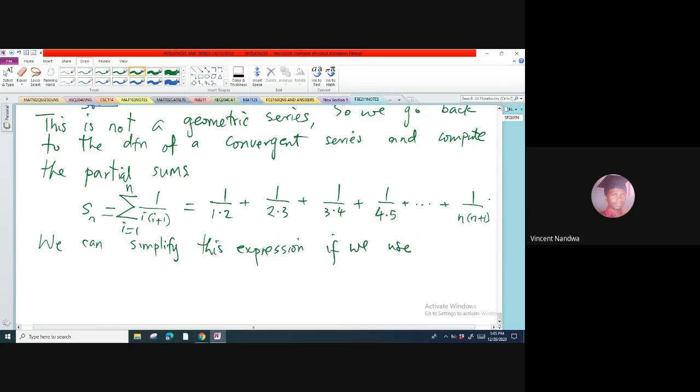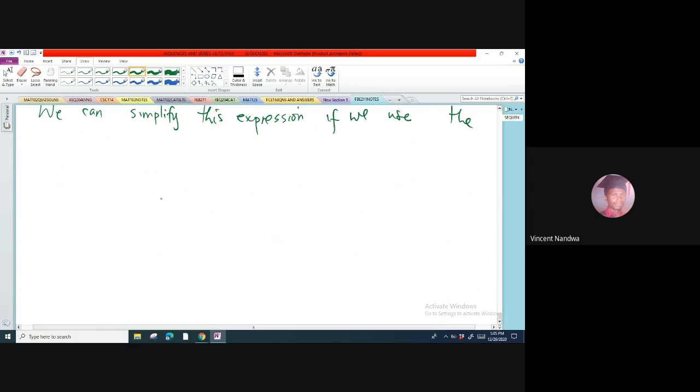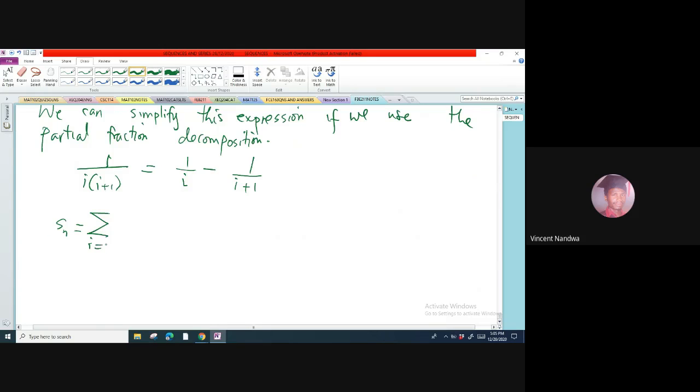If we use partial fractions, you know that 1 over i times i plus 1, if you do the partial fraction decomposition, you should get this. So therefore, Sn, which is the summation 1 to n of 1 over i times i plus 1, equals the summation of 1 over i minus 1 over i plus 1.